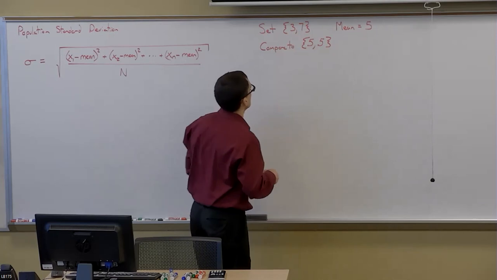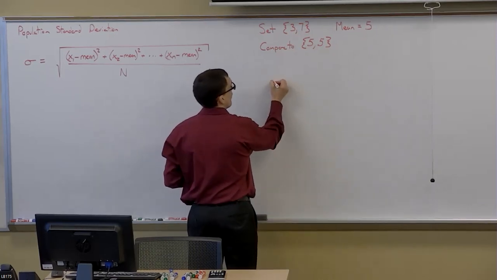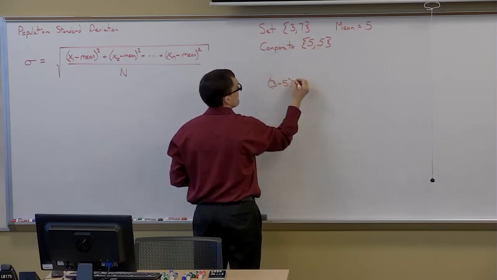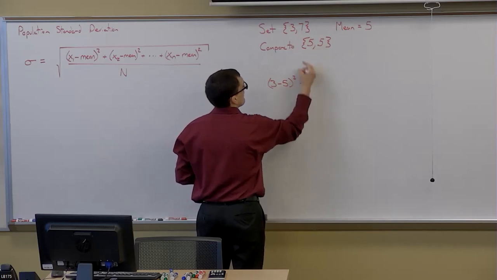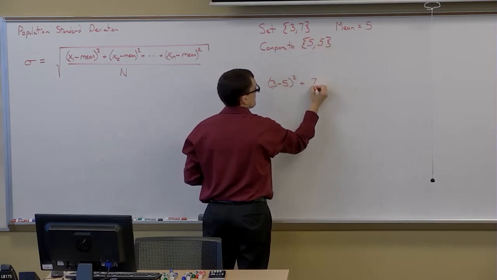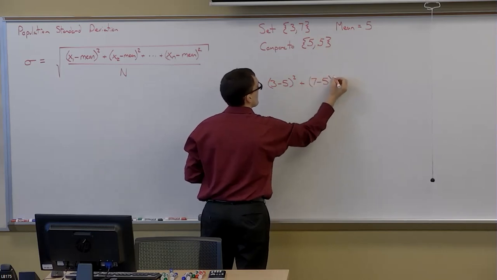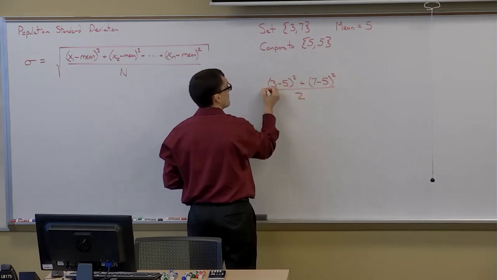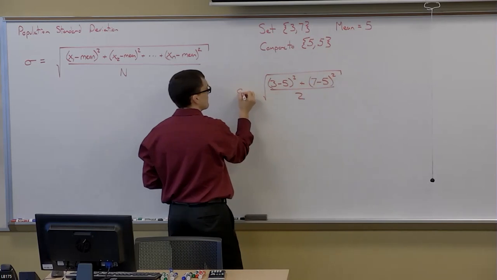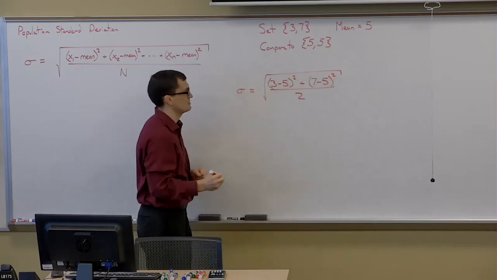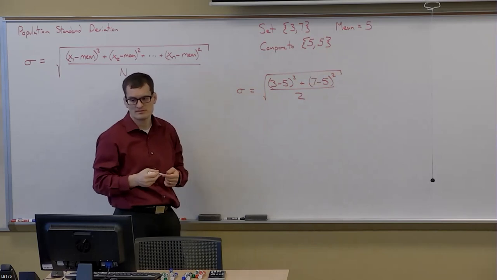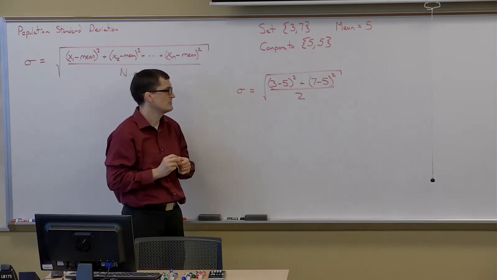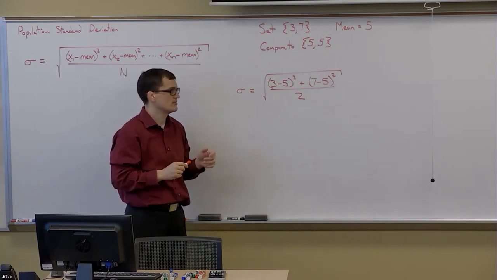And so we start by saying, well, how far is 3 away from 5? And then how far is 7 away from 5? And then we divide the whole thing by 2, and then take a square root, and that would give me my standard deviation. That makes sense? Square each piece, divide by 2, take a square root, that'll give you your standard deviation.